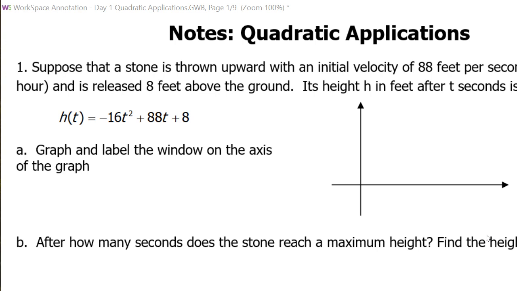If I hit the graph button, I know I should be seeing a parabola. And because of the negative 16, should this parabola be opening upward or downward? Downward. So if it's opening downward, I can kind of see the left arm here and the right arm here. But can I see the maximum up here in quadrant 1? No. So what we'll have to do is change the window.